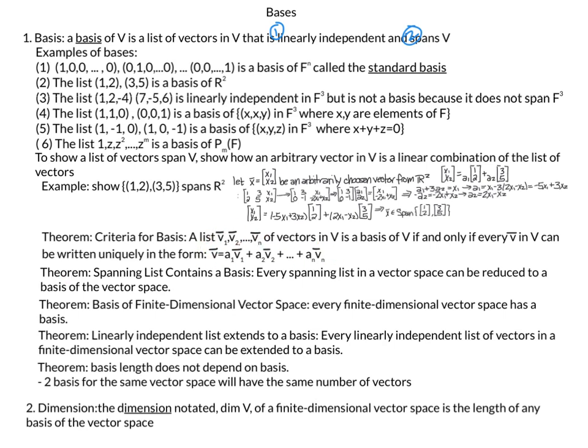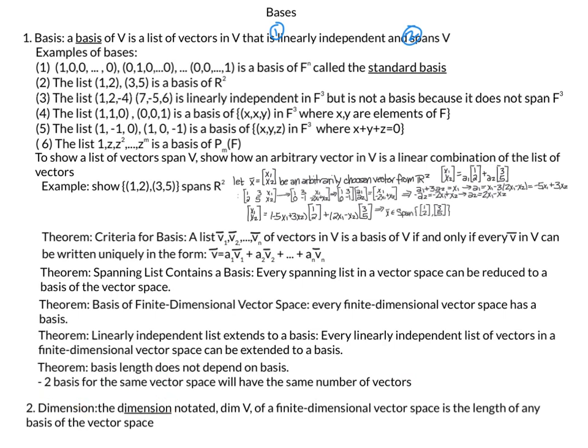We had the theorem that a spanning list contains a basis. So every spanning list in a vector space can be reduced to a basis of the vector space. We had the theorem that every finite dimensional vector space has a basis. And then we had the theorem that a linearly independent list extends to a basis. So every linearly independent list of vectors in a finite dimensional vector space can be extended to a basis. We had this theorem that basis length does not depend on the basis. So 2 bases for the same vector space will have the same number of vectors, which leads us to the definition of dimension.